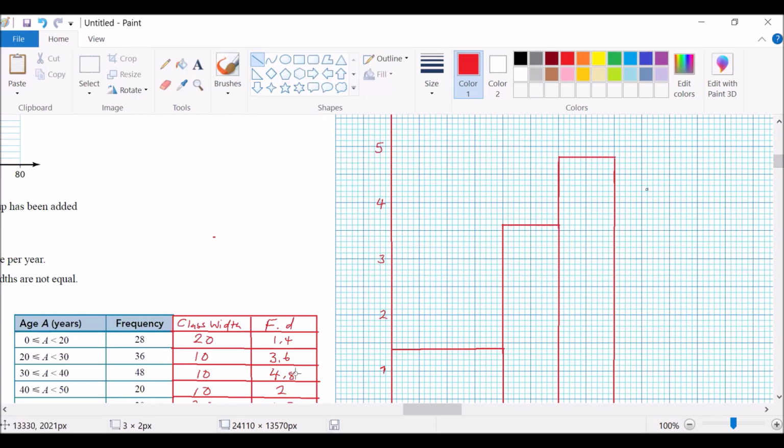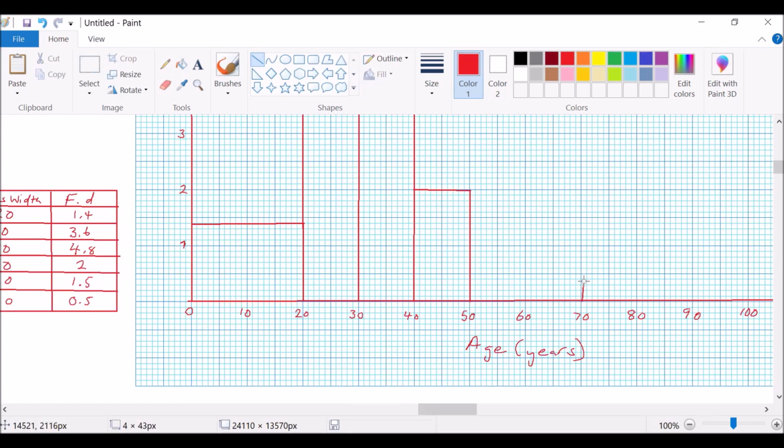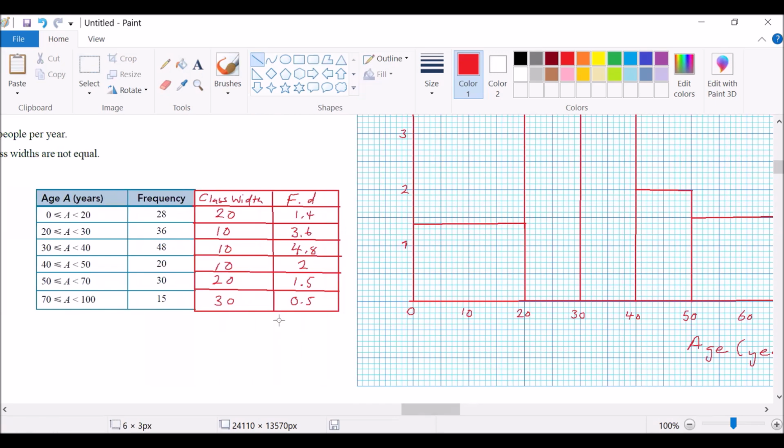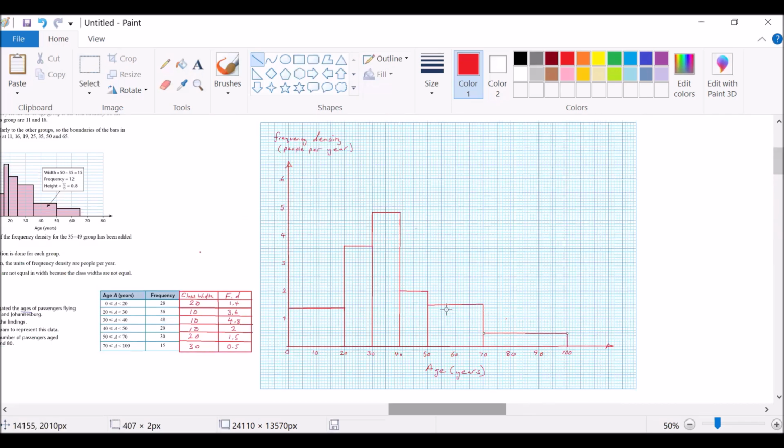Now, we can close this off. 40 to 50 is 2. 40 to 50, we go up to 2. 2 is here. Then we close this off. 50 to 70 is 1.5. 50 to 70, we go up to 1.5, which is here. And we close up there. 70 to 100 is 0.5. 70 to 100, 0.5 is here. And we close off there. So that is our histogram. Thank you.